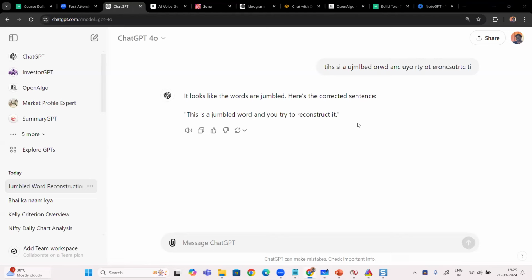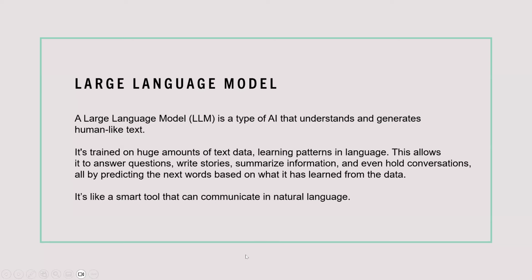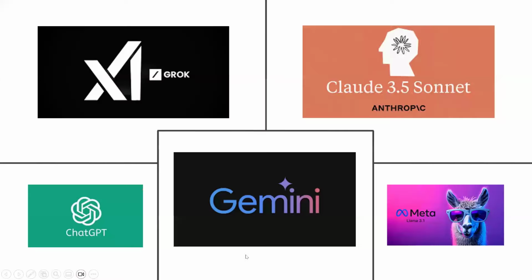But before that, we'll get some basics here. So we learned what a large language model is capable of. Here are some of the popular large language models. Of course, the top one right now is ChatGPT, and then we have Google Gemini. ChatGPT is heavily funded by Microsoft. Grok is from Elon Musk. Claude 3.5 is funded by Amazon. And then we have Facebook Meta, whose Llama 3.1 is the latest model.